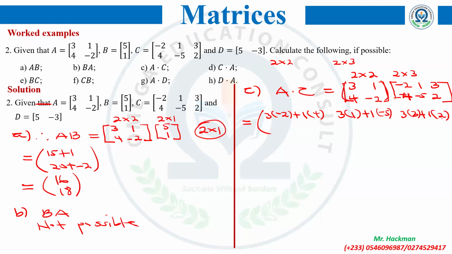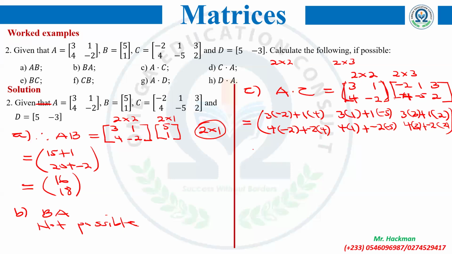So the next one, you take the 4, then the minus 2 and do it. 4 times -2, plus 2 times 4. Then 4 times 1, plus -2 times -5. Then 4 times 3, plus -2 times 2. Then you close it. Very good.